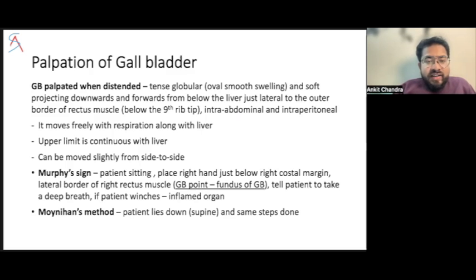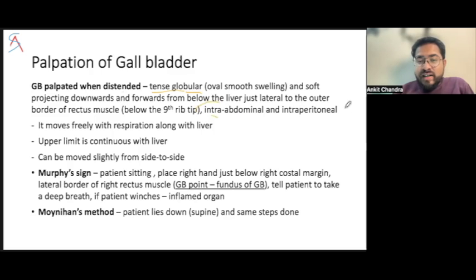Gallbladder, as I already told, would be seen better compared to the examination, and it will be palpated when it is distended. So we have to describe the swelling. Mostly it is a tense globular swelling, an oval, smooth, soft swelling projecting downward and forward from below the liver, just lateral to the outer border of the rectus muscle below the ninth rib. And it will be an intra-abdominal swelling.